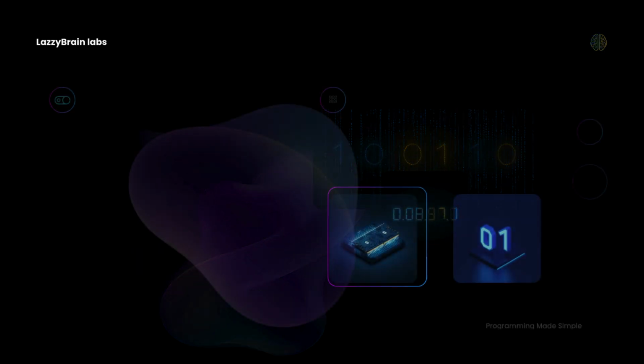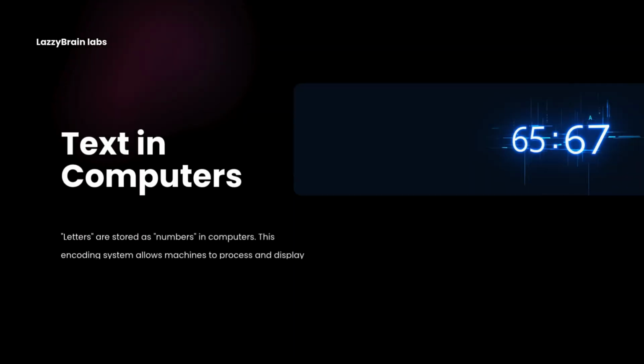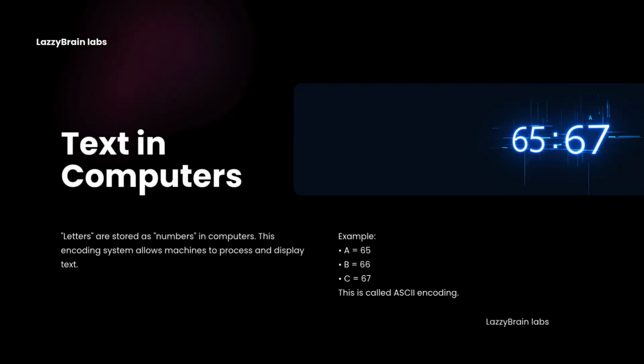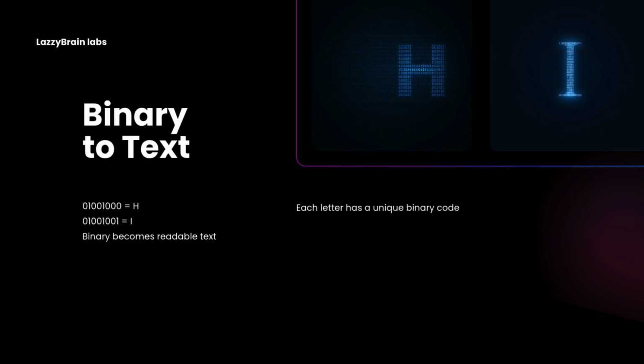A single 0 or 1 is called a bit. 8 bits together make 1 byte. And everything in your computer, whether it is text, images, or videos, is stored in bytes. Now you might think, how does a computer store letters? Even letters are stored as numbers. For example, the letter A is stored as 65. So when you type text, the computer actually converts it into numbers and then into binary. That's how text appears on your screen.